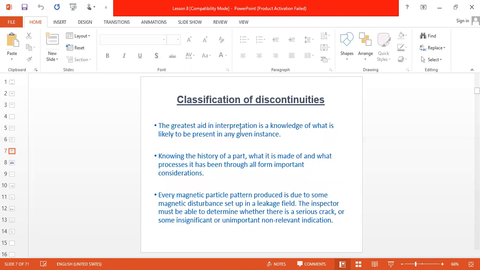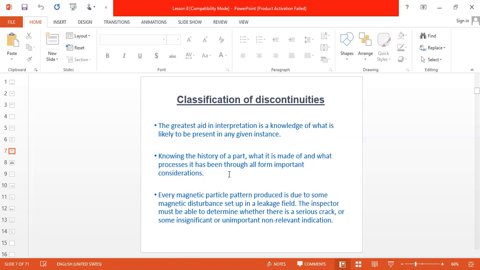The greatest aid in interpretation is knowledge of what is likely to be present in any given instance. Knowing the history of the part, what it is made of and what process it has been through, all form important considerations. Suppose you don't know how that product is made, either forging, casting or welding. If you don't know that manufacturing process, then we can't expect perfect detection in NDT. If you are an NDT inspector, you should know what type of defects occur in forging, casting and welding.